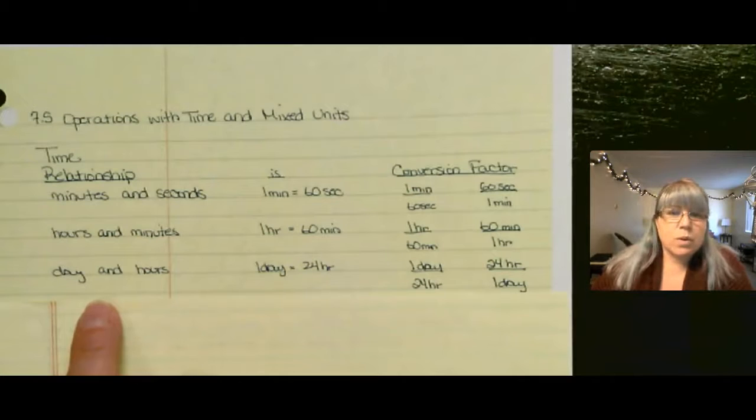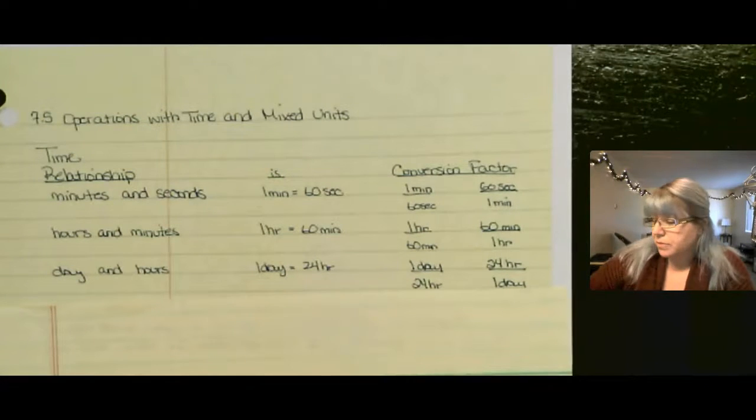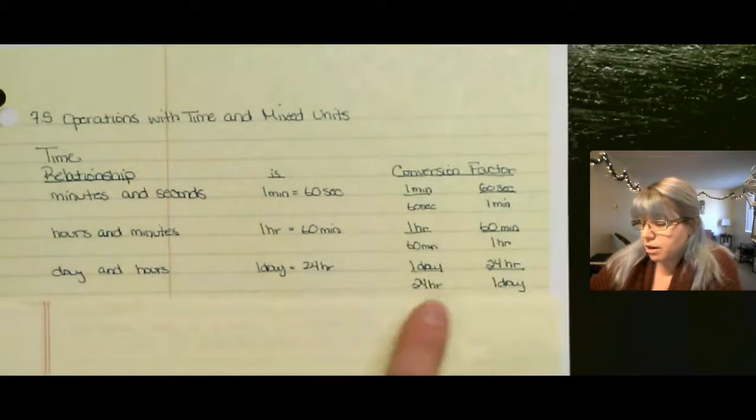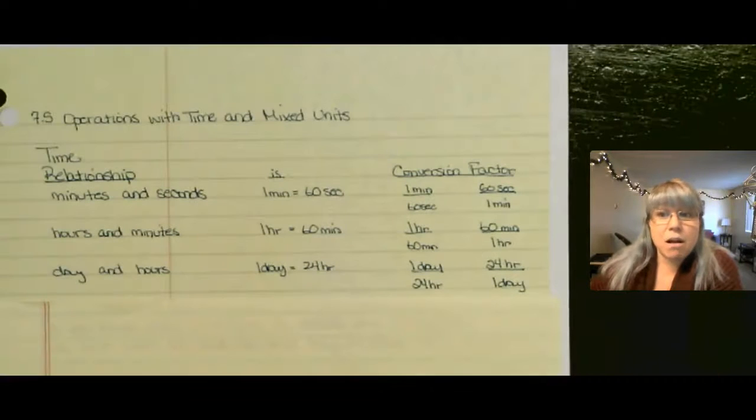Days and hours, well, there's 1 day per 24 hours. So again, our conversion factors are going to be 1 day to 24 hours or 24 hours to 1 day, depending on the context of our problem. And we can extend this to 7 days in a week, 52 weeks in a year.